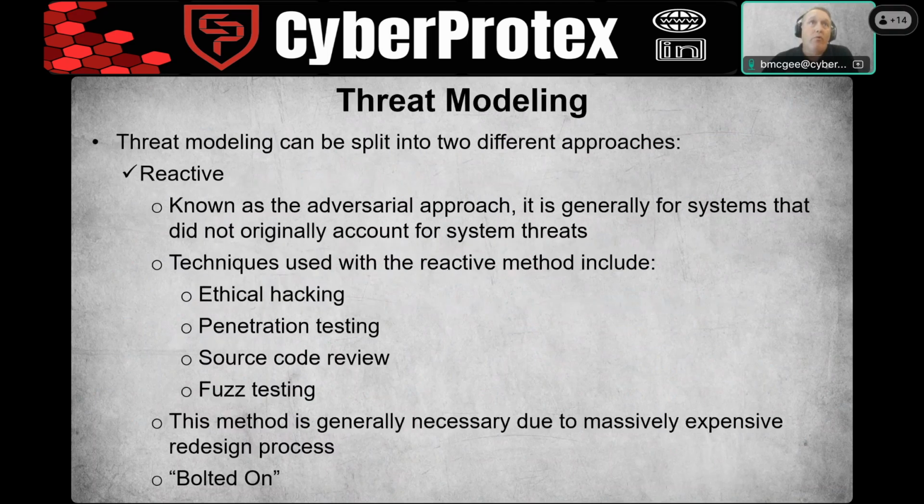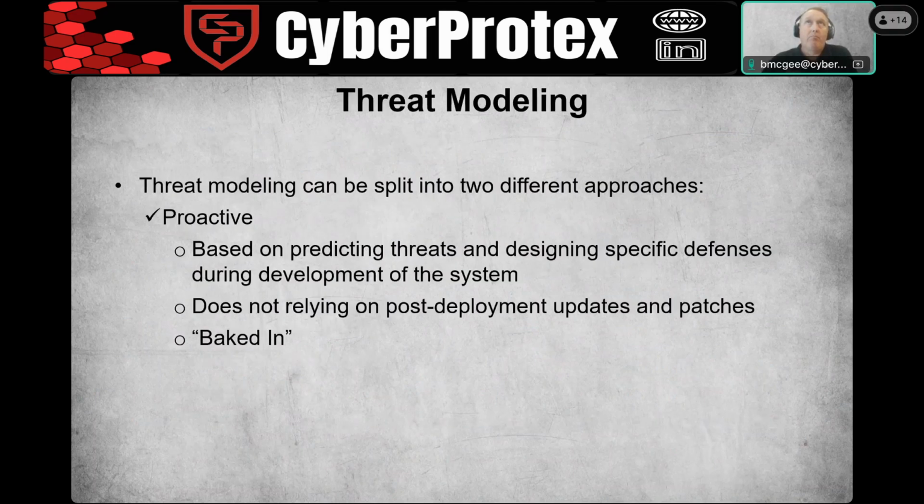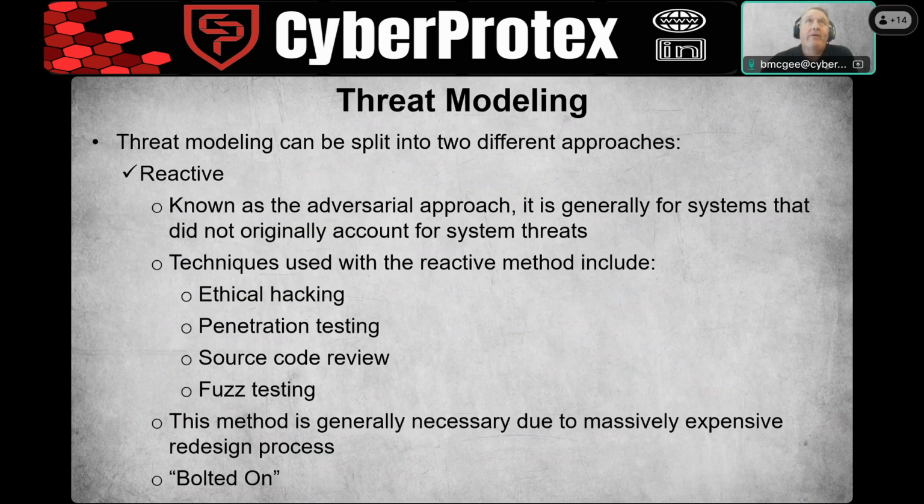proactive or reactive. So proactive threat modeling, it's baked in, where essentially we go out there and we try to predict the threats to our resources or assets. And then reactive is we're throwing on the red hat, or the red team, the black hat, where we're a bad guy, and when we're going in and actually looking at it, we can use ethical hacking, pen testing, source code review, and fuzz testing.